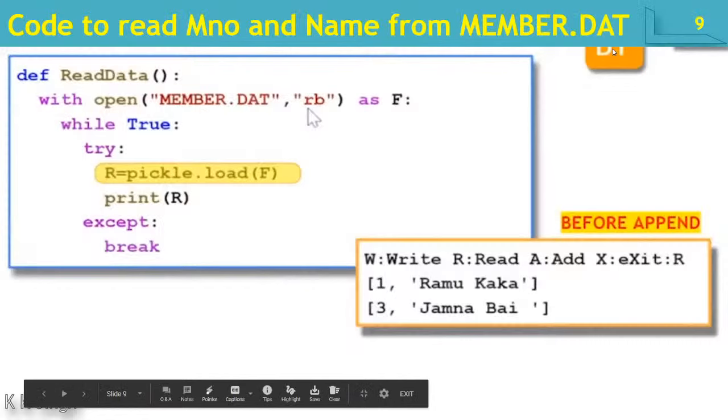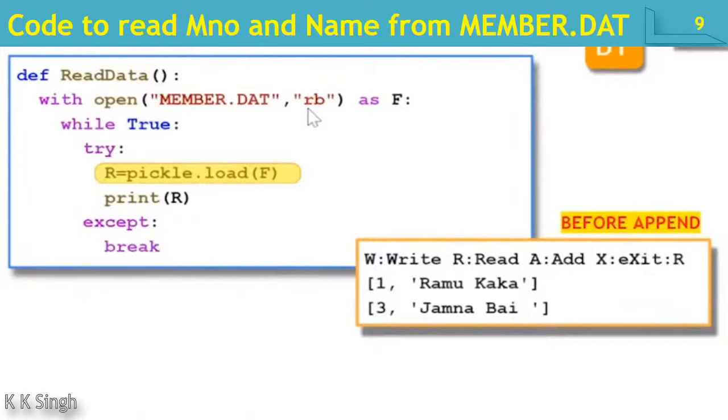So, code to read mno and name from member.dat. It's very simple again. In place of WB, I am going to use RB here. This is again a user defined function, with open member dot dat reading in binary mode as f, where f is the file identifier.